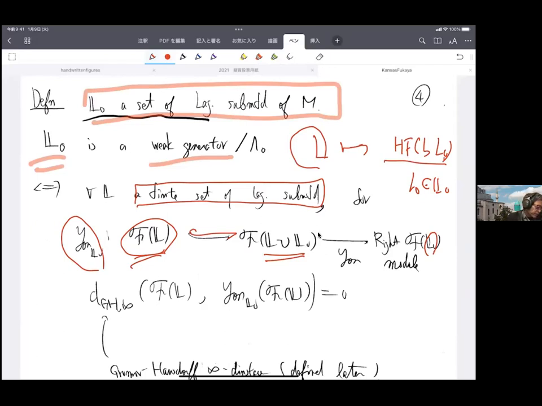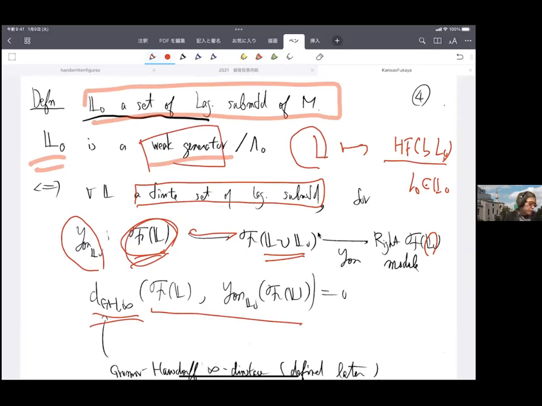But I just want to use some notion of Gromov-Hausdorff distance, which I will explain later. And in place of assuming this is a fully faithful embedding, I want to say that this guy and its image are very close to isomorphism. It means that some Gromov-Hausdorff distance between them is 0. So this is what I mean by weak generator.